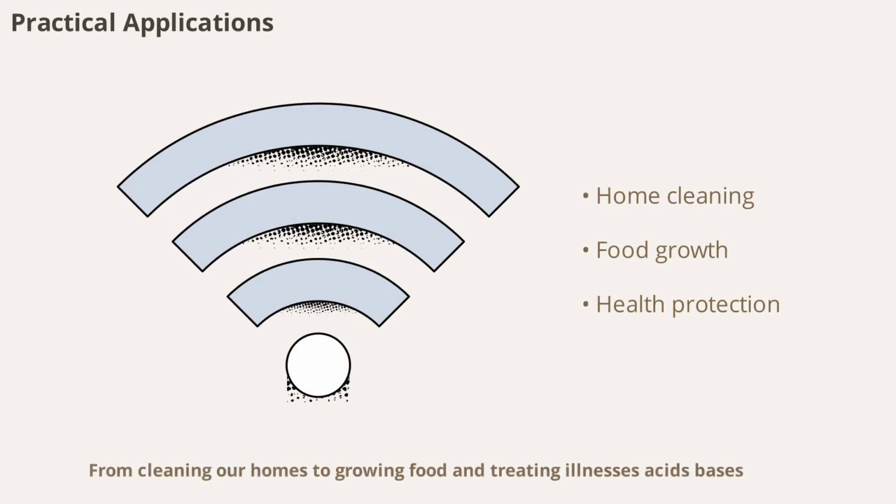From cleaning our homes to growing food and treating illnesses, acids, bases, and salts have countless practical uses. Their chemistry powers industries, protects our health, and even enhances our meals. The more we understand, the better we can use these substances safely and efficiently.